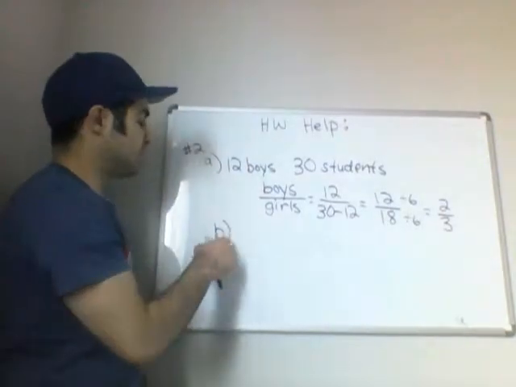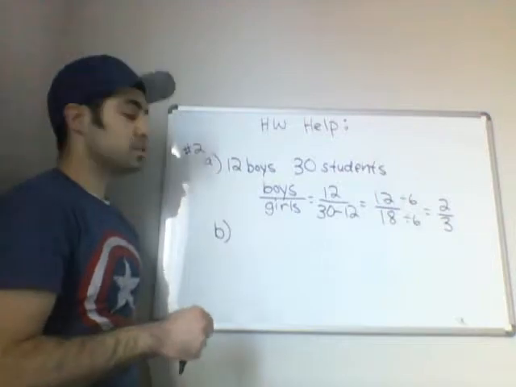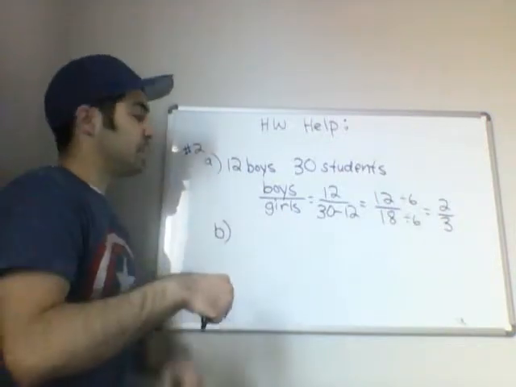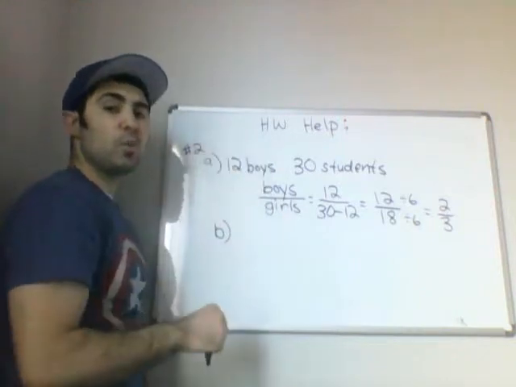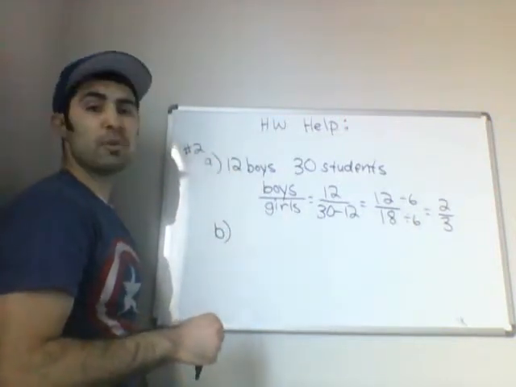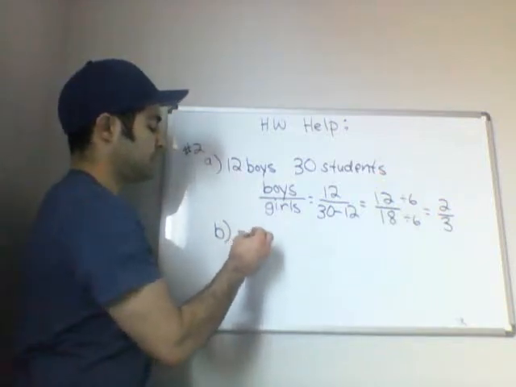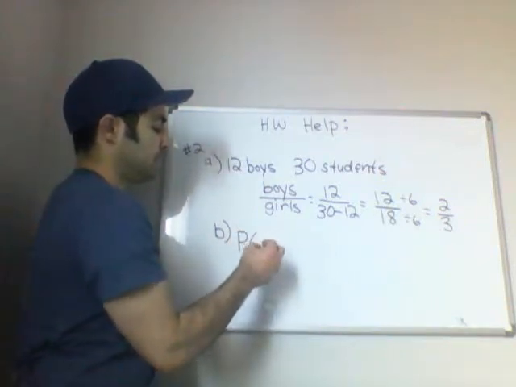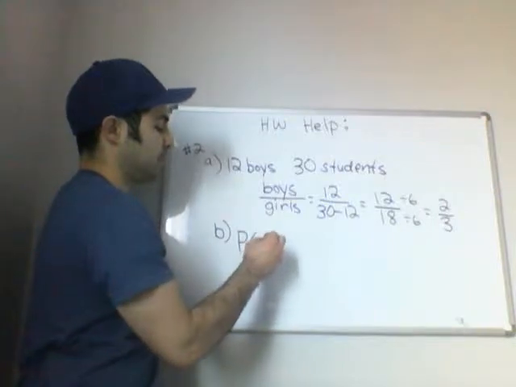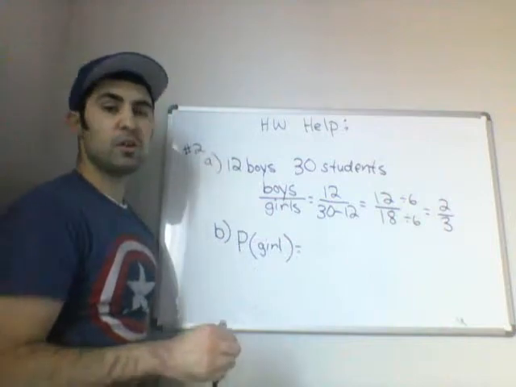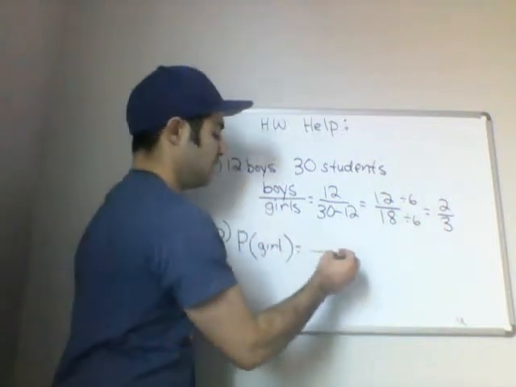All right, second part of the problem, part B, it says, what if all the students' names are written on a piece of paper and then placed into a hat, and you randomly draw them out, what is the theoretical probability that you will draw a girl? So probability. The name will be a girl when you randomly pull them out of a hat.